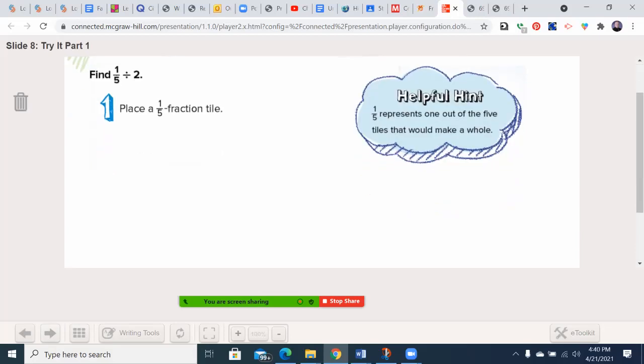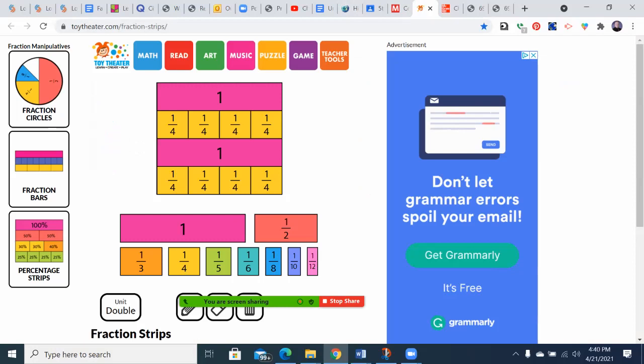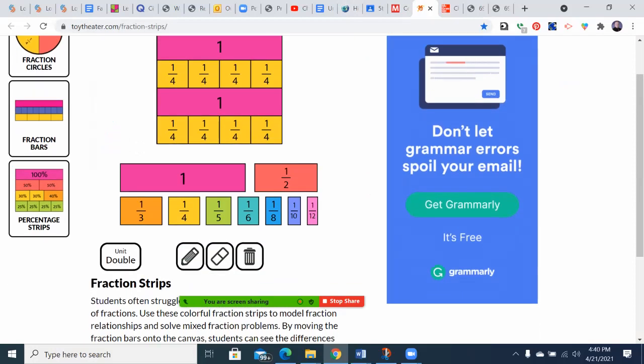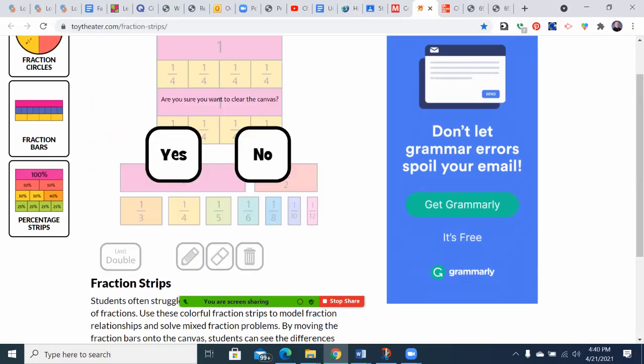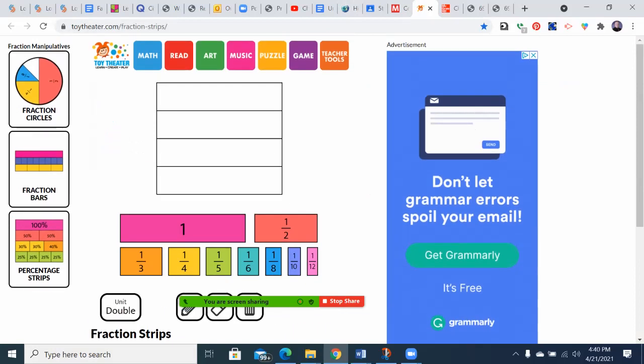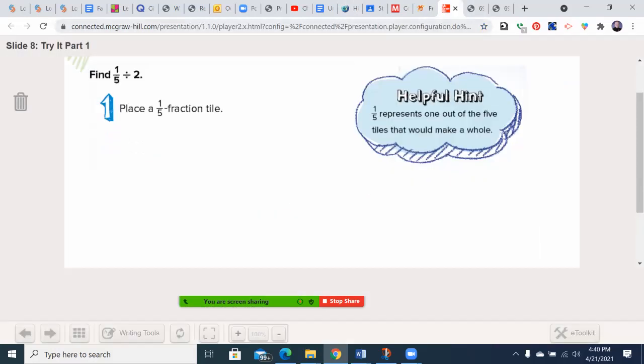All right, so let's try it. Now we're on the top of the next page, 760. It's always a good idea to look at the helpful hint first. 1/5 represents 1 out of the 5 tiles that would make a whole. So I'm going to go ahead and clear these right here. Find 1/5 divided by 2.